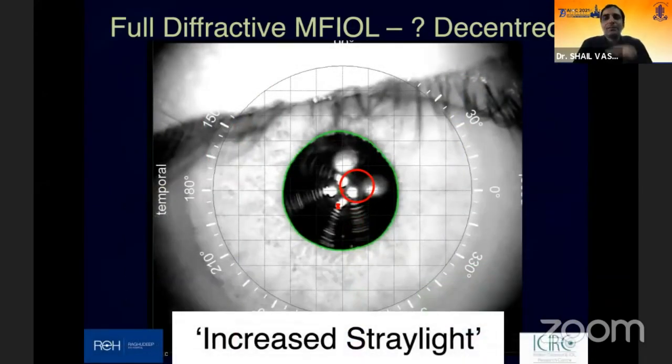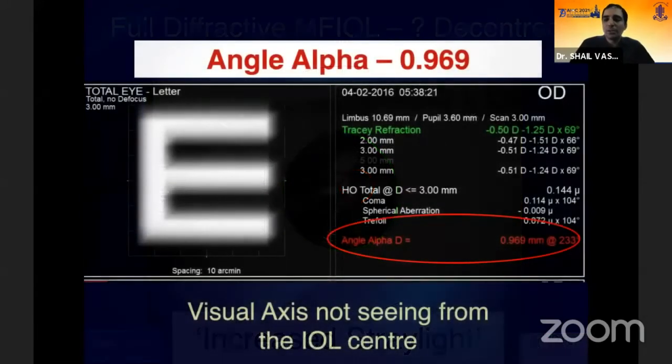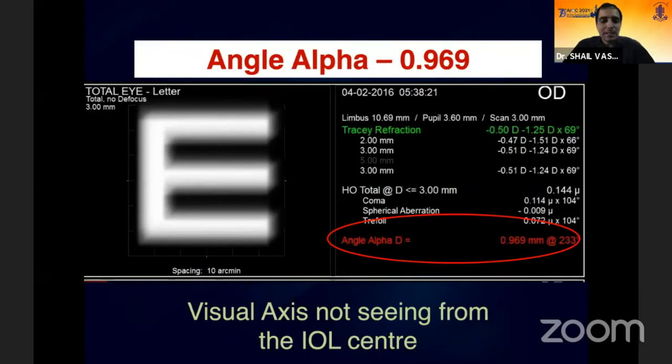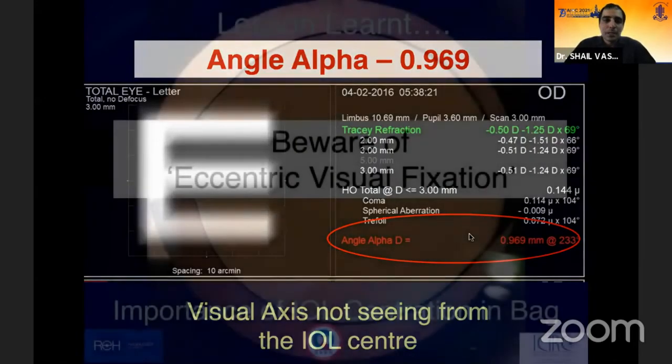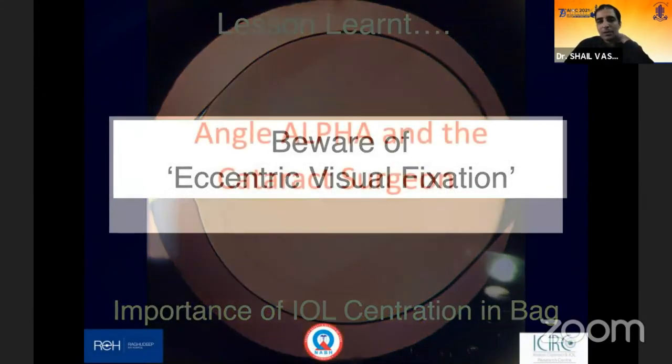When we looked at it, we found that his angle alpha was quite high, which means that the centration of the IOL was such that the rays of light were actually passing through the rings of the IOL. So in spite of a perfect refractive outcome, the patient had a poor quality of vision because his angle alpha was quite high. So what is the role of angle alpha for a cataract surgeon, and how can we evaluate it?